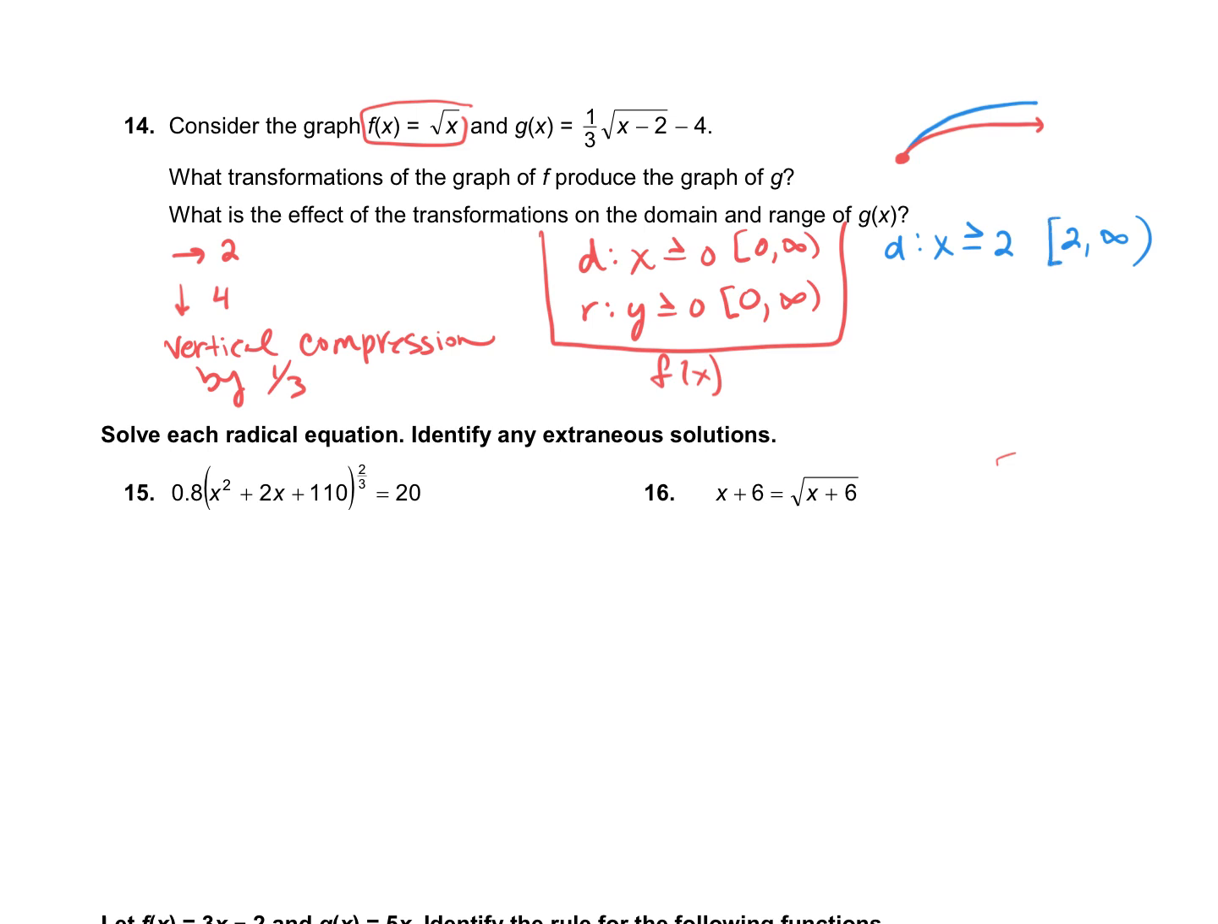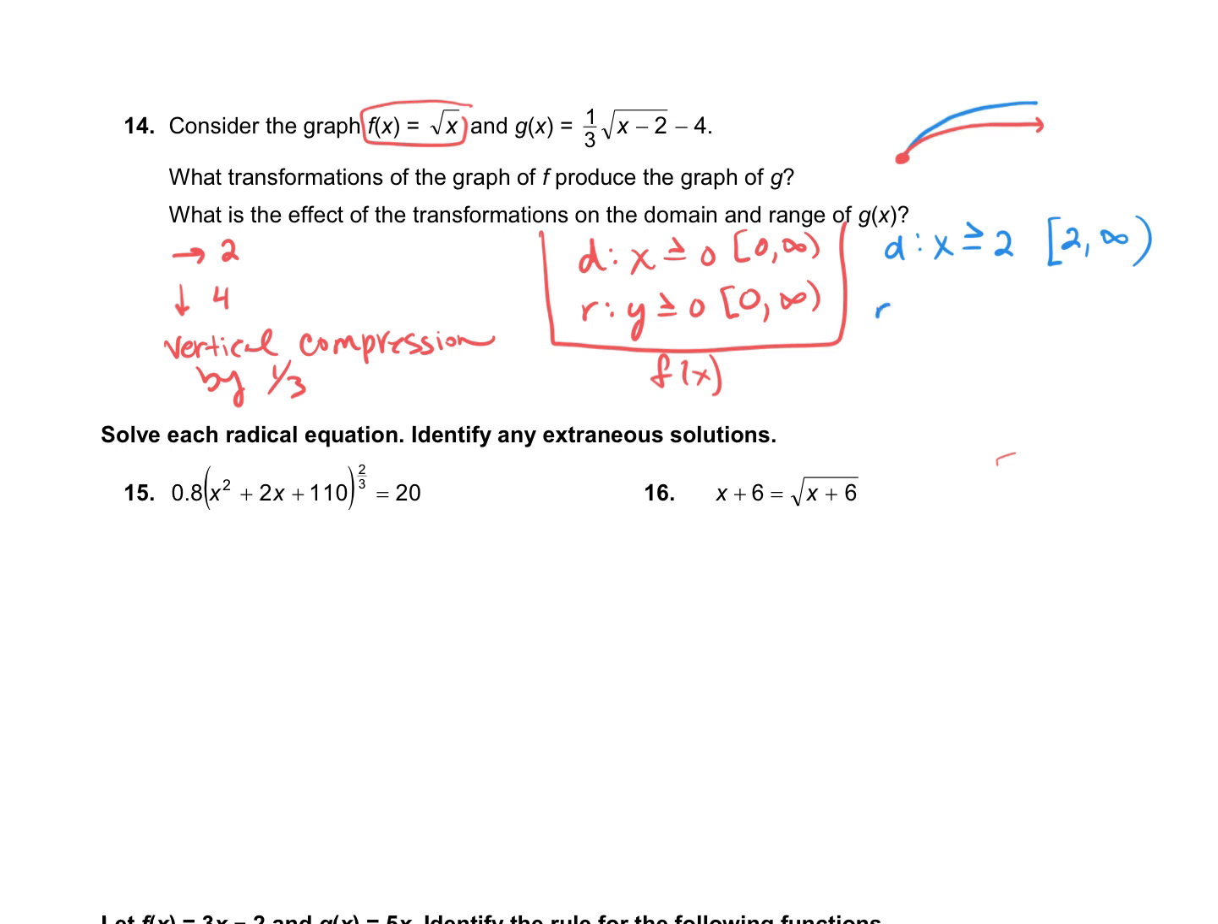By the way, a stretch or compression does not affect the domain and range of your graph. A reflection would. If that was a negative 1/3 and it reflected down, that would affect your range. But stretching it or compressing it does not affect the domain or range.